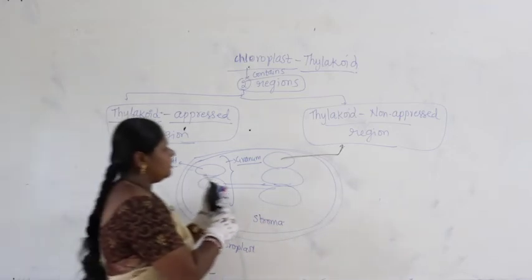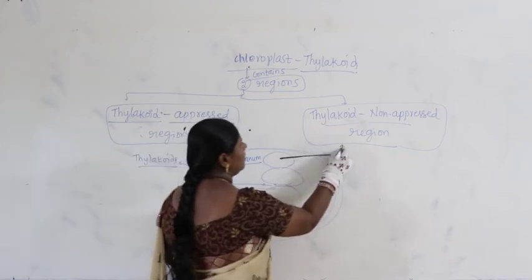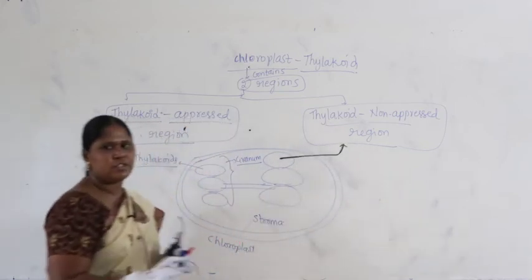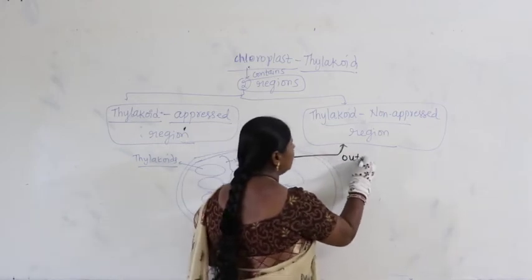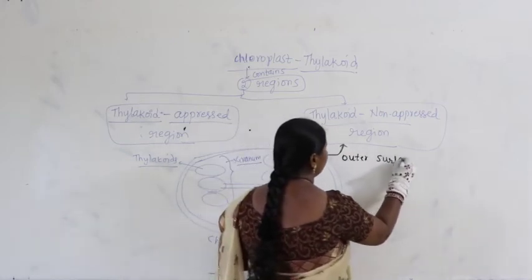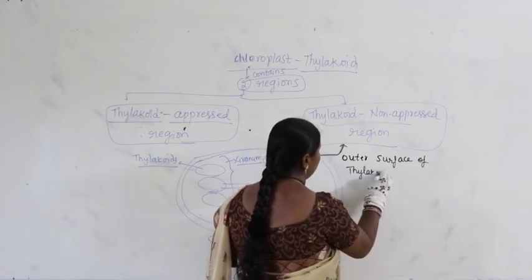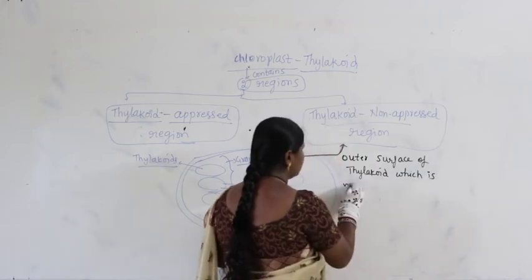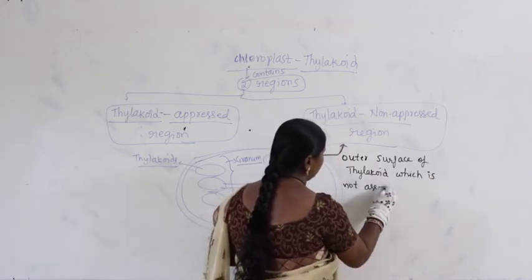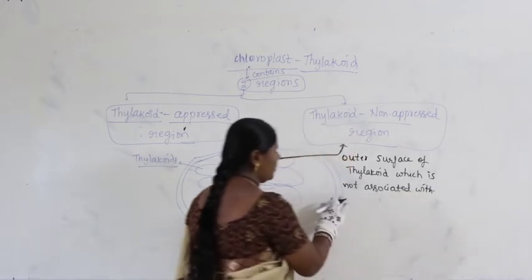Okay, so what do you call this? This is called a non-oppressed region. What is the non-oppressed region here? The outer surface of the thylakoid, which is not associated with the stroma.